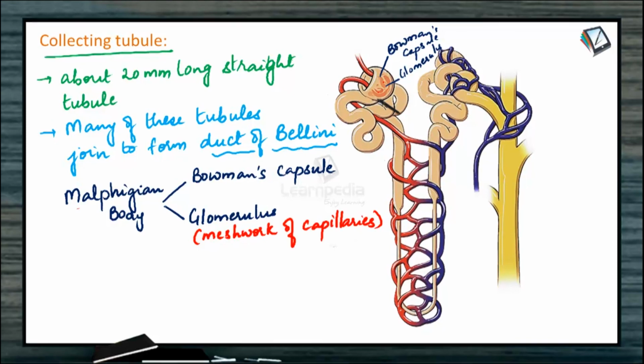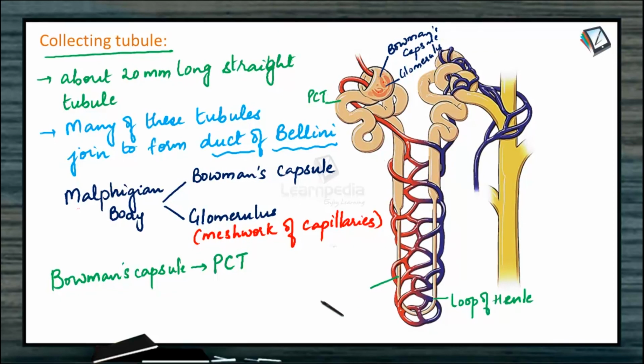This Bowman's capsule further leads into the renal tubule, which becomes convoluted or coiled in the cortex. So this is the coiled tube, and this tube is named the proximal convoluted tubule. So Bowman's capsule further leads into the PCT, that is, the proximal convoluted tubule. Then this goes downwards as the descending loop of Henle. This is the loop of Henle. This is the descending limb and this one is the ascending limb.